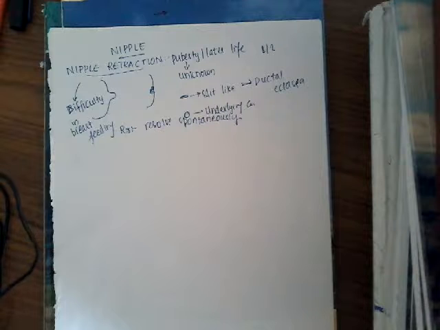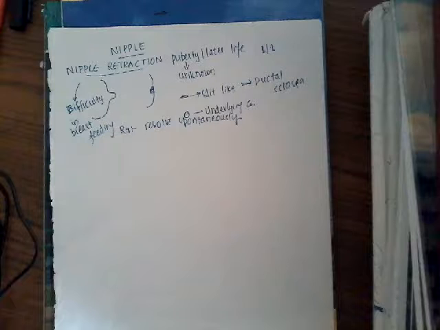So this nipple retraction occurs in puberty or later in life. The causes of this nipple retraction are many, but if it occurs in puberty, then it is of unknown etiology. The nipple retraction can be bilateral, and it poses difficulty in breastfeeding.